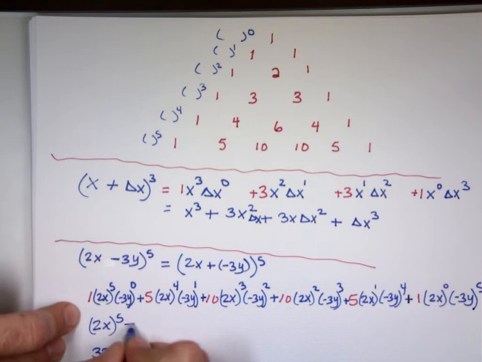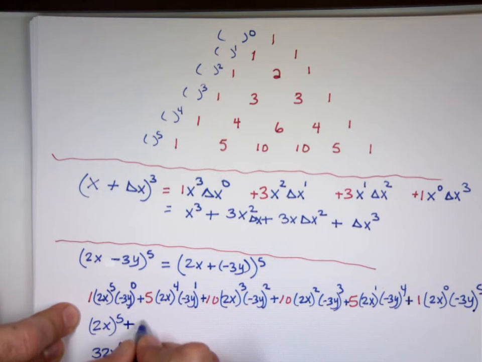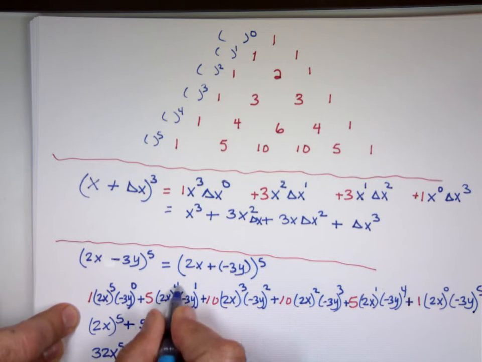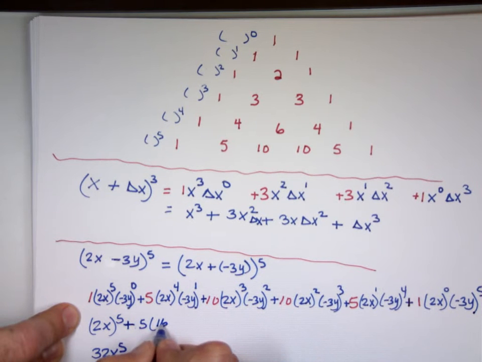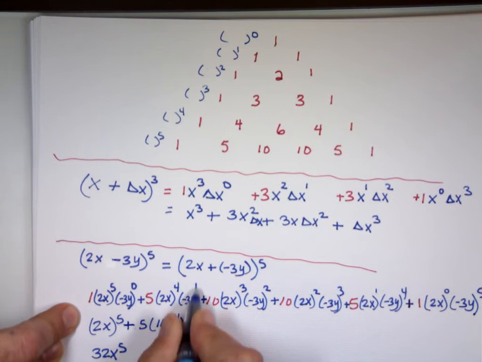Let's see what the next one is. 5 times, what is 2x to the 4th? That's 2 to the 4th. What's 2 to the 4th? 16x to the 4th. What's negative 3y to the first power? Negative 3y.